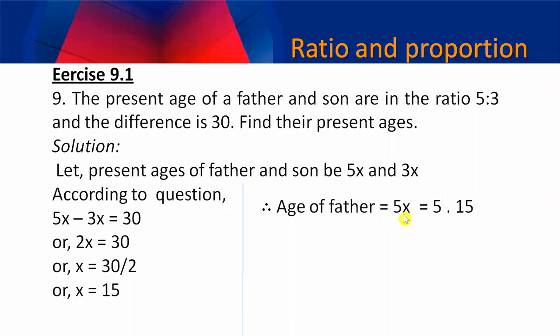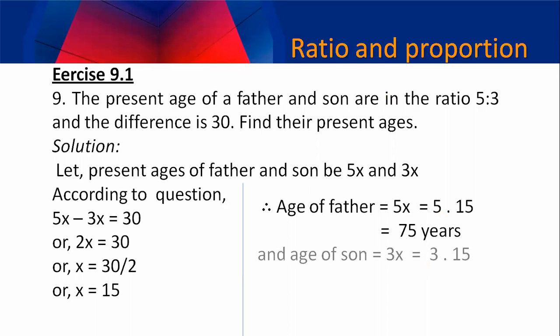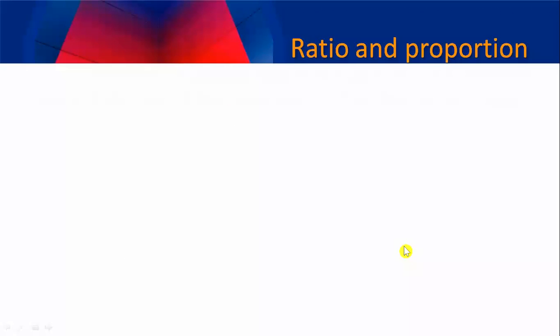Age of father is 5x, which is 5 into 15 is equal to, what is the value of 5 into 15? 75 years. And age of son is 3x, 3 into 15? 45. These two are our required answers. Is the solution clear to you? Yes, sir. Okay, if it is clear, let's move to the next question.